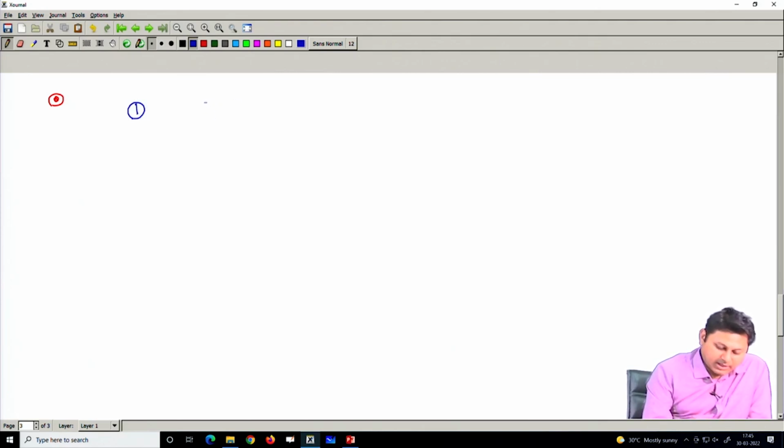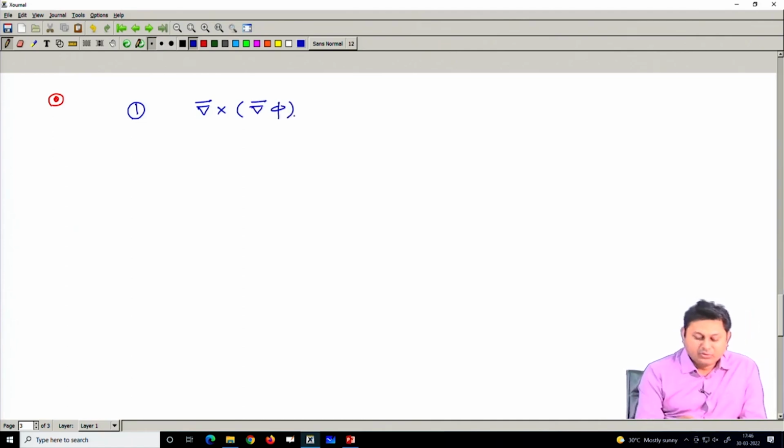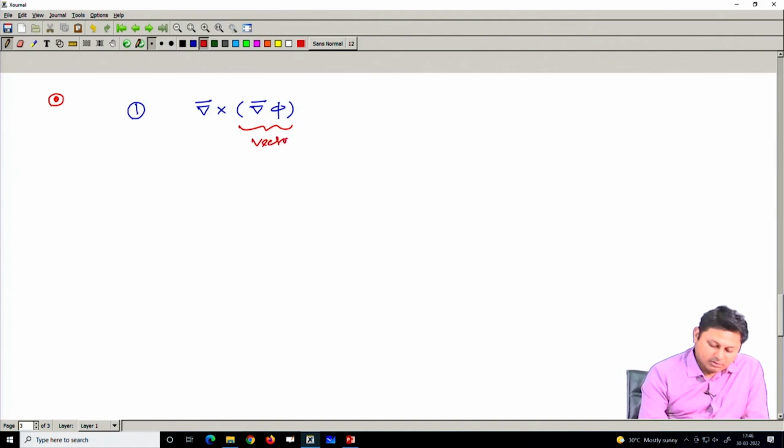I want to calculate the curl of a gradient of some scalar. What should be the value? I know this is a vector quantity, the gradient, which is giving us the direction. Now, if I want to find out the curl of that thing, you will see this is identically 0, always you are going to get 0.